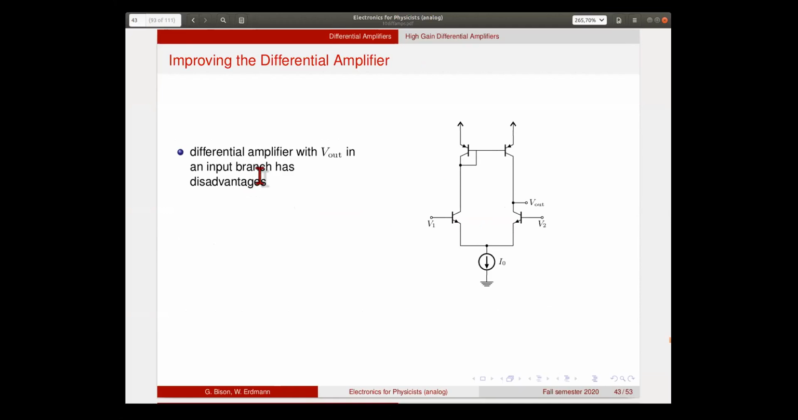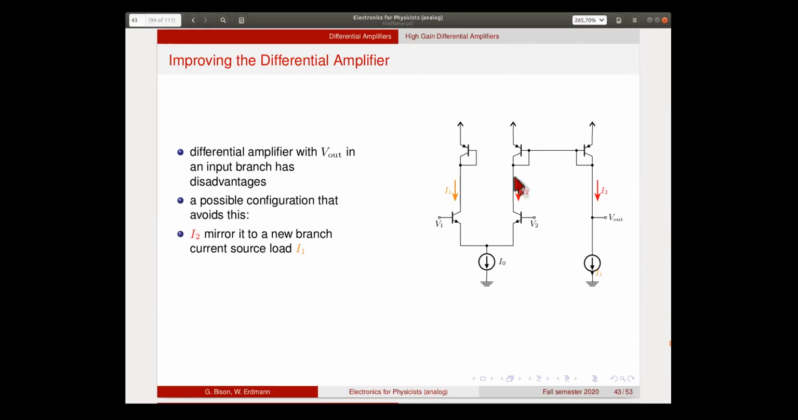As we said, this circuit has some small disadvantages because the output is here as part of the input branch. Now we cut this open, and instead of mirroring it directly, we mirror the output branch, or the second input branch, to another one. So now this current here, oops, this is wrong. This diode clamp is only on one side, not on both sides. So this should be gone, sorry. This current here is mirrored over into this branch.